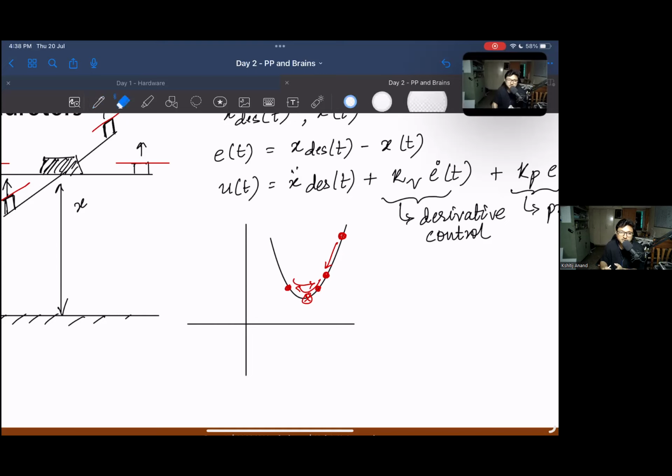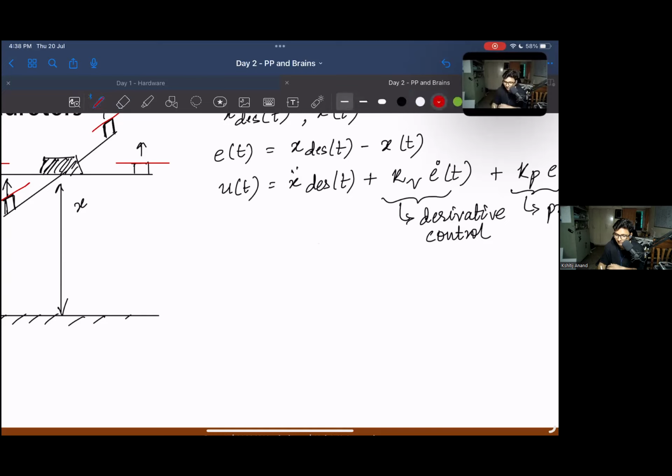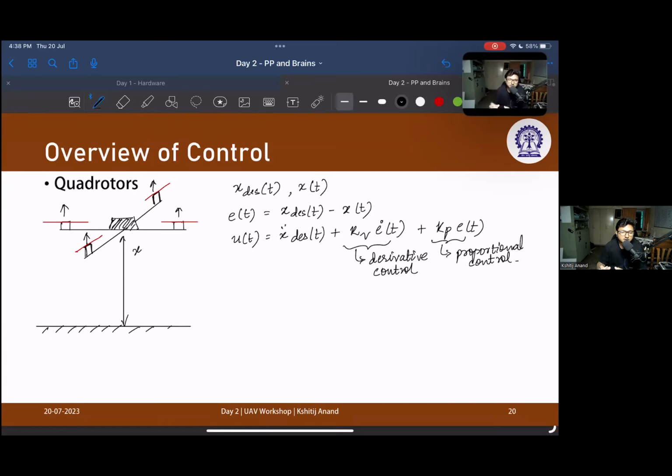The derivative control tells you how quickly you are reaching the desired position. If you are reaching the desired position quite fast, then you need to slow down. Otherwise, you will miss the desired position. You'll overshoot it. So that is why the derivative control is very necessary. The proportional control makes sense automatically. You need proportional control because the more the error, the more force will be required. For example, if the person is very lazy, then you need to lecture them more. If the person is less lazy, you need to lecture them less. So it's proportional.